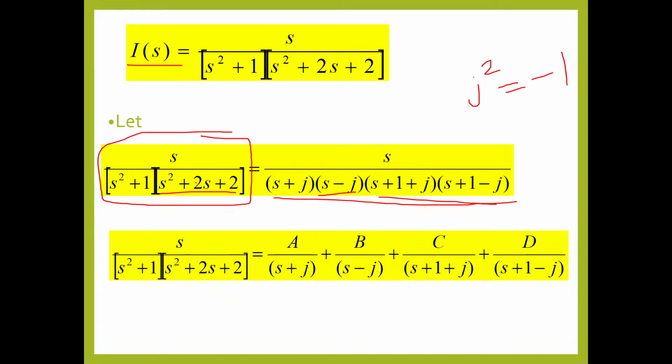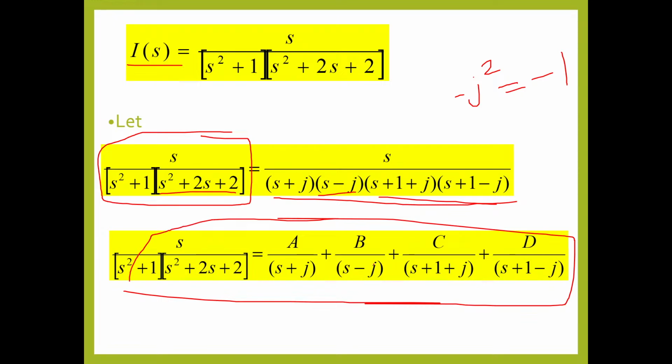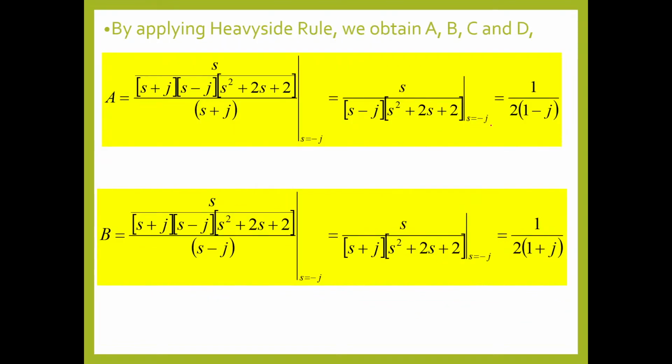Here I can write it as s plus 1, s plus 1 minus j, where instead of 2 I can write minus j square, since the coefficient of s is 1. After that you can go for partial fractions once again. If I go for partial fractions, I have to determine the unknown terms. There are 4 unknown terms here.